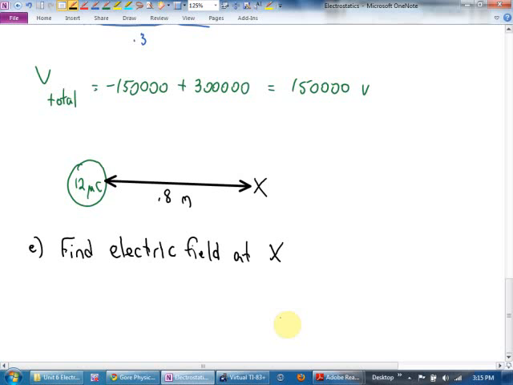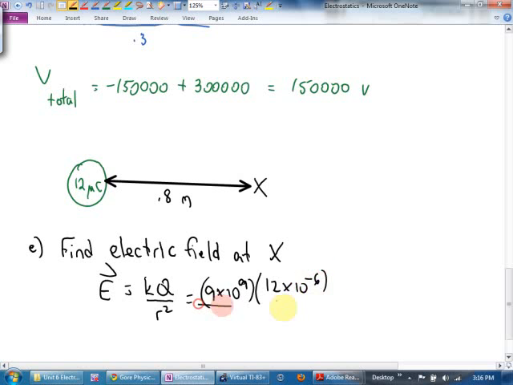Uh-oh. Sorry? KQ1 Q2 over R squared. I'm pretty sure that's an F for force. I want electric field. Yeah, just KQ over R squared. The symbol for electric field is the E. KQ over R squared. It would be 9 times 10 to the 9th, 12 times 10 to the negative 6 divided by 0.8 squared.